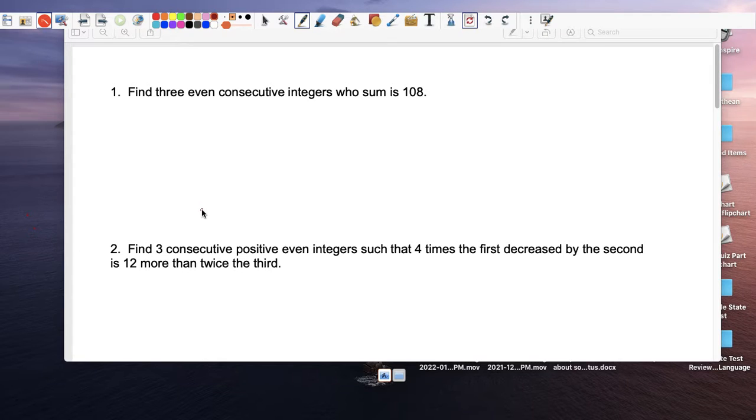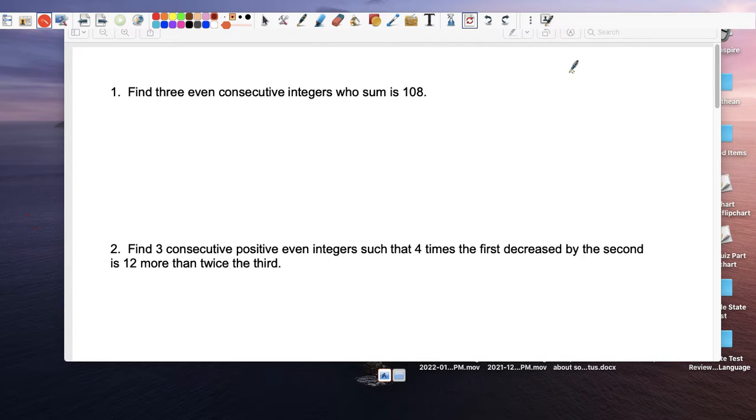This is what we did today, and then you're going to use this as your note making problems. And well, that's it. So find three consecutive integers whose sum is 108. Now, how do we represent three consecutive integers?